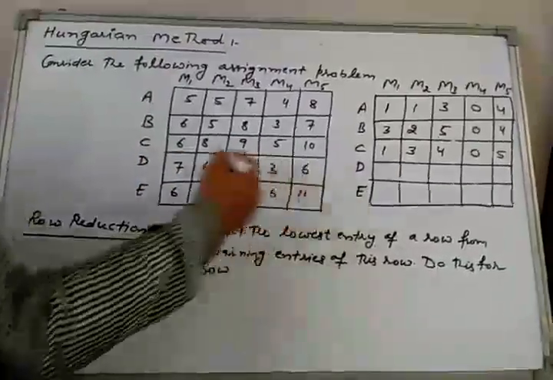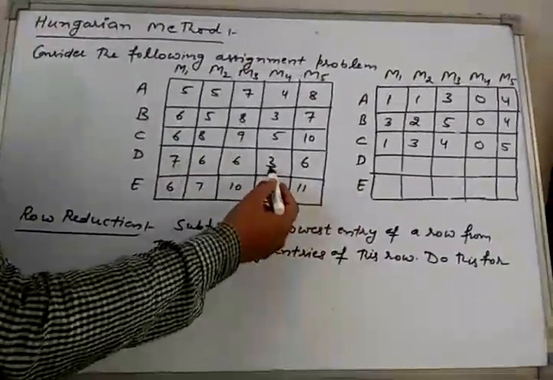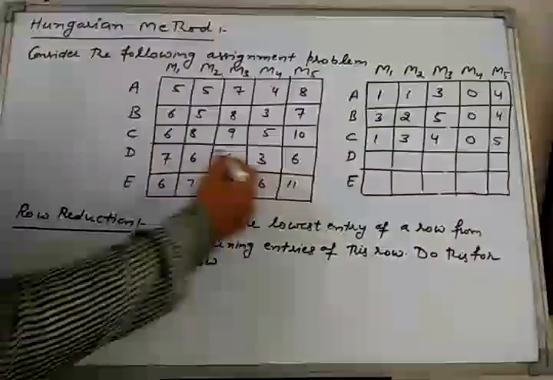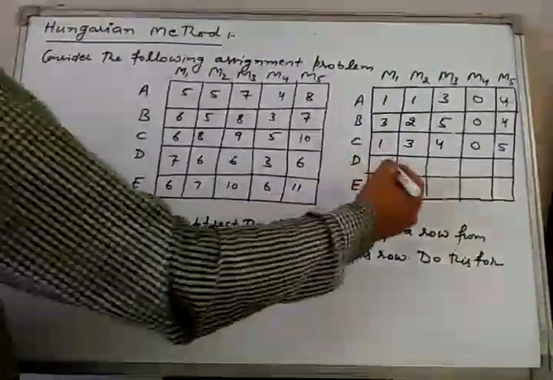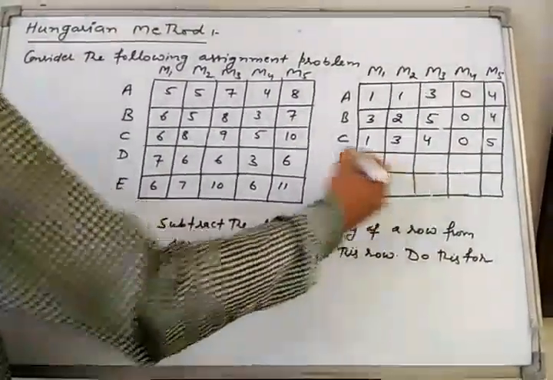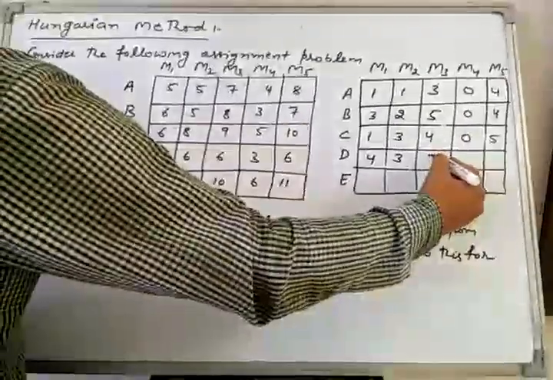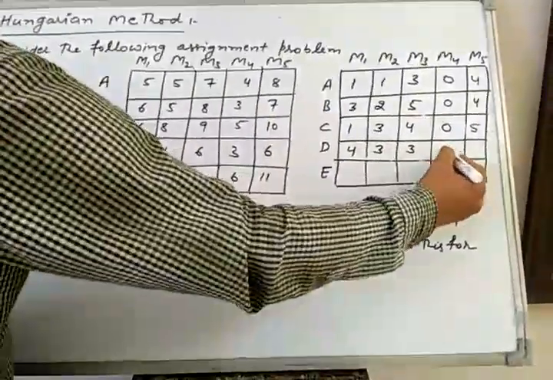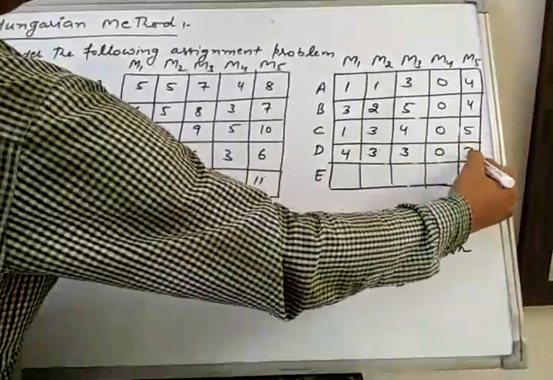Then the lowest entry of the fourth row is 3. Subtract this entry from the remaining entries of this row. That is 7 minus 3 is 4, 6 minus 3 is 3, 6 minus 3 is 3, 3 minus 3 is 0, 6 minus 3 is 3.